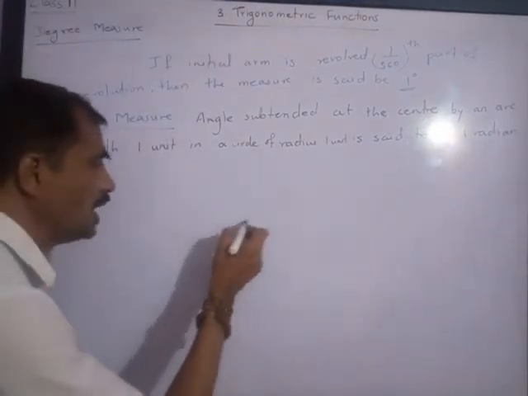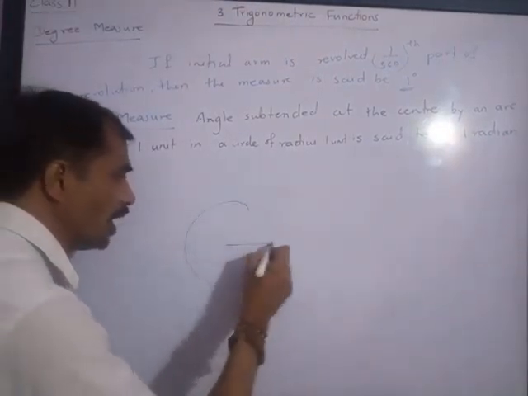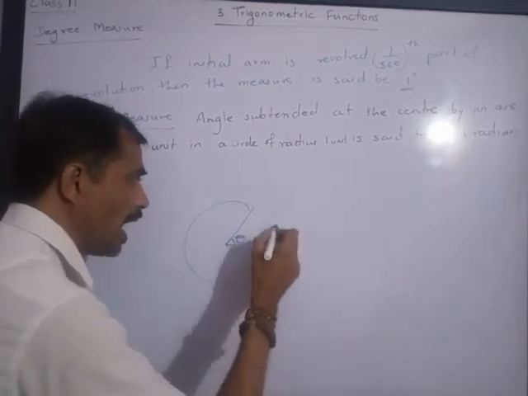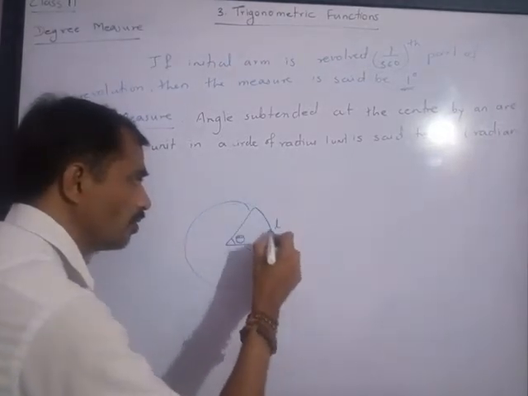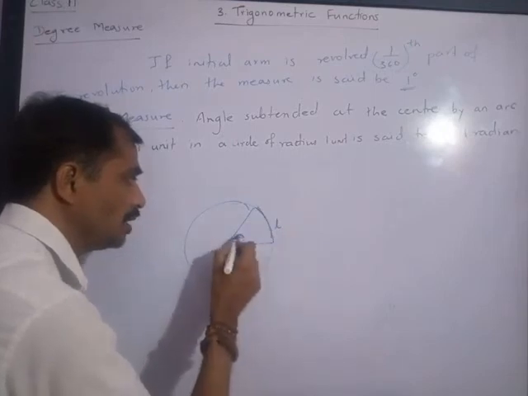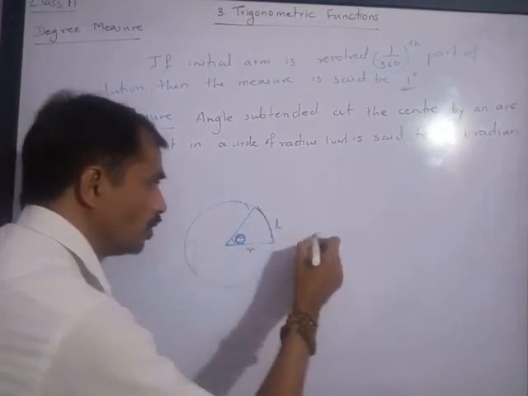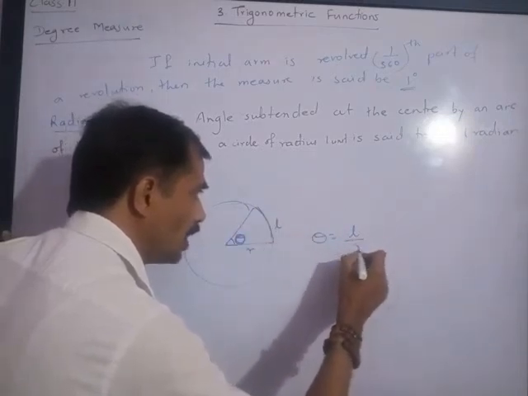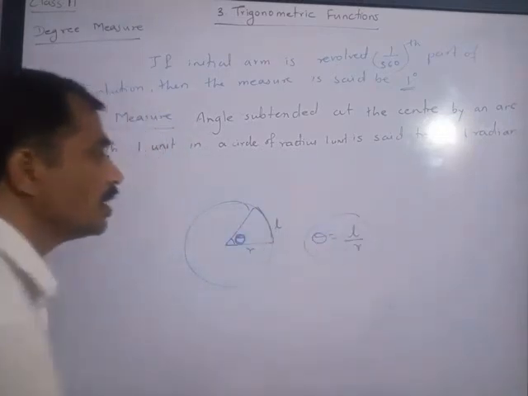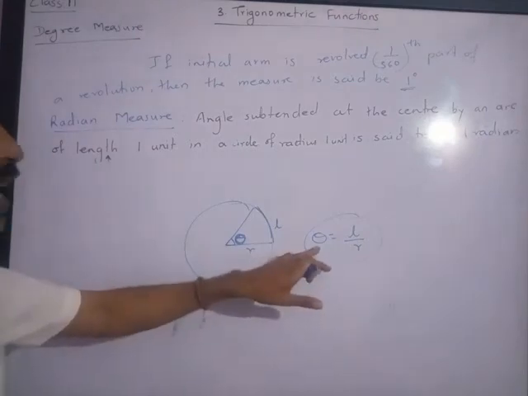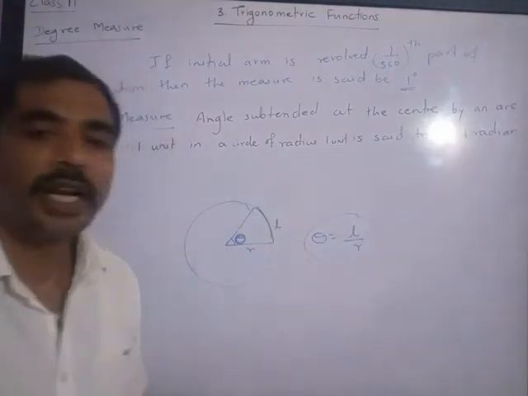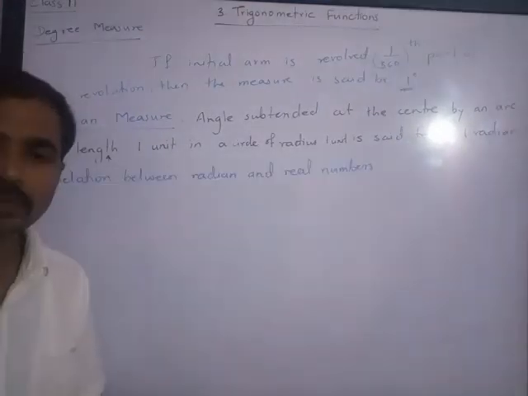Thus, if this is a circle of radius r and theta is the angle subtended at the center and L is the length of the arc, then we have theta is equal to length of the arc upon radius. So the angle at the center is theta radians, which is equal to the length of the arc upon the radius of the circle.